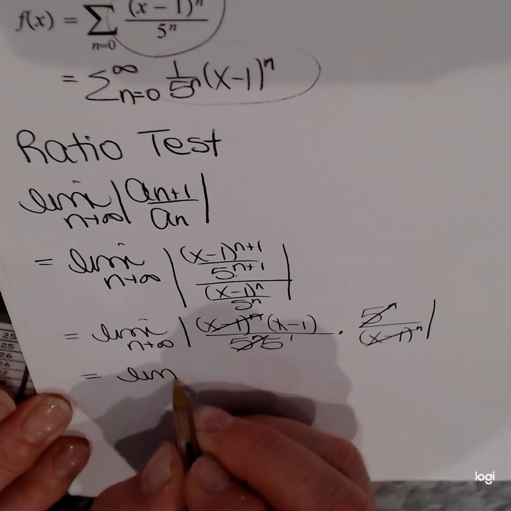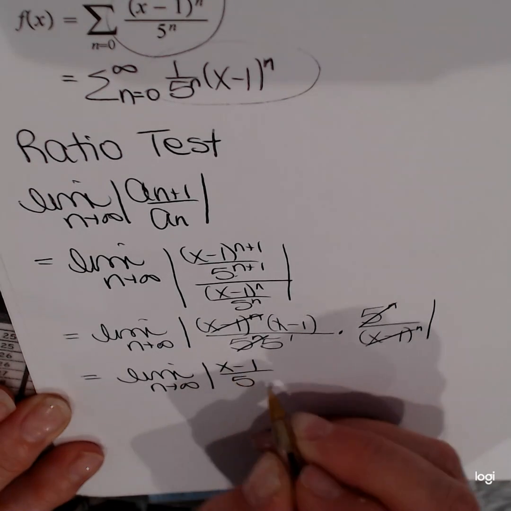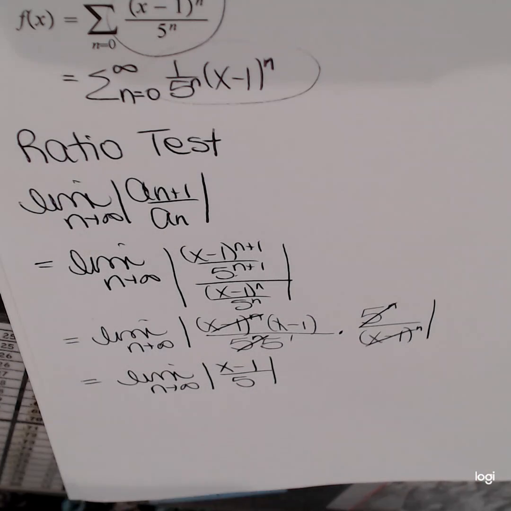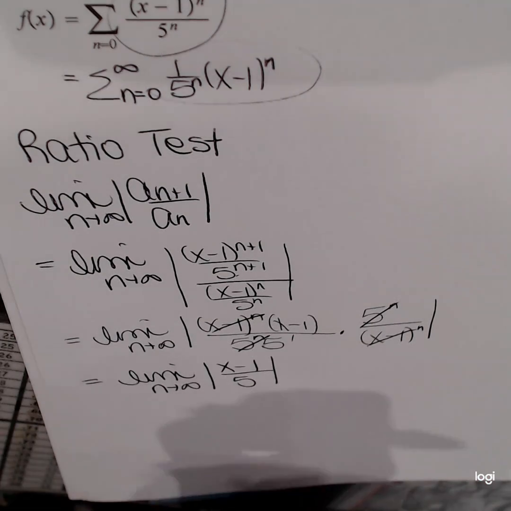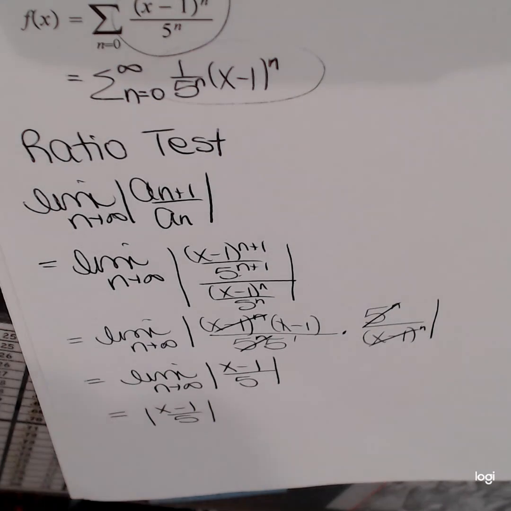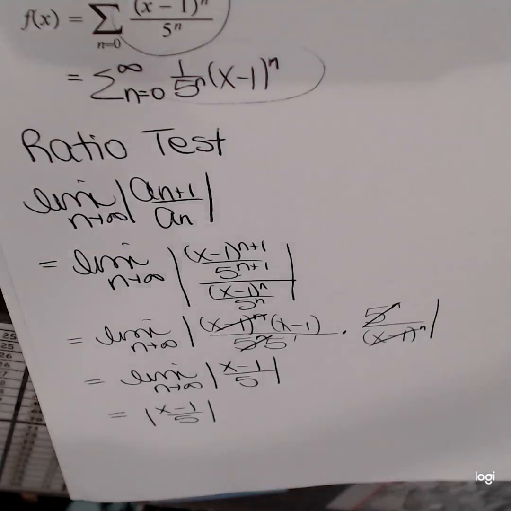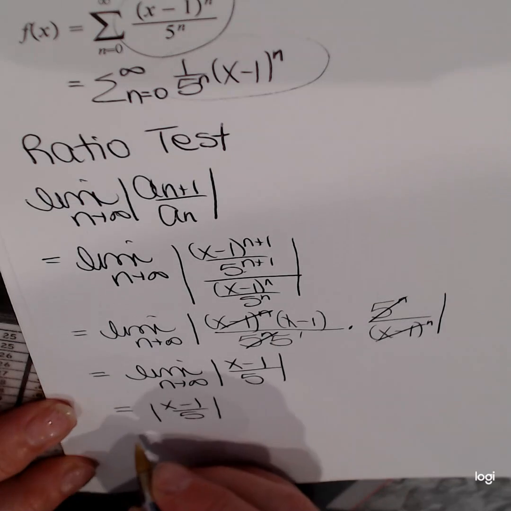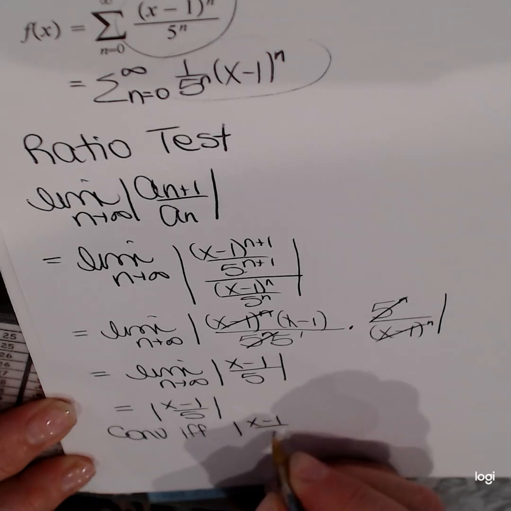And we get that this is the limit as n approaches infinity of the absolute value of x minus 1 divided by 5. Notice here that there's no n's in this. So as n goes to infinity, we simply get the absolute value of x minus 1 over 5, because there's no n to go to infinity. Now, as you watch the videos, what they're going to do is say, well, this is a coefficient, so we'll bring it out in front and take the limit of what's left. It's the same thing.